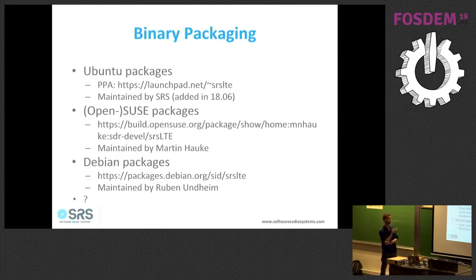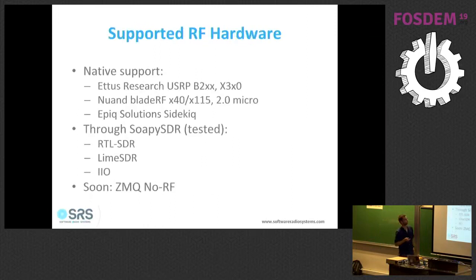And there's Debian packages, which are maintained by Ruben. And they are going into Debian SID, so unstable, and they're available. The Debians are not updated to 1812, but the SUSE packages are already at 1812. And perhaps there are also other distributions that have packages that we don't know. But yeah.